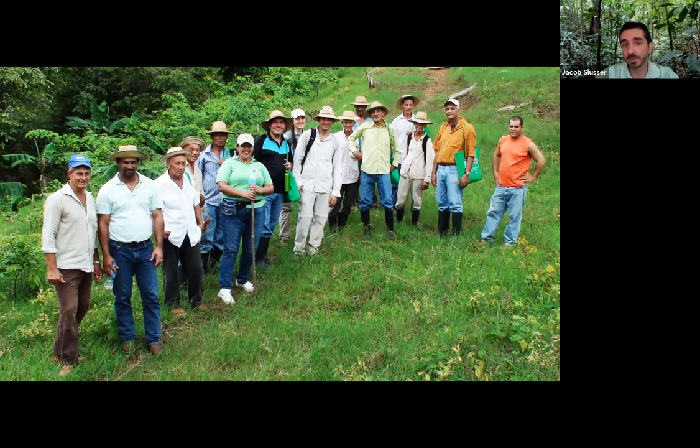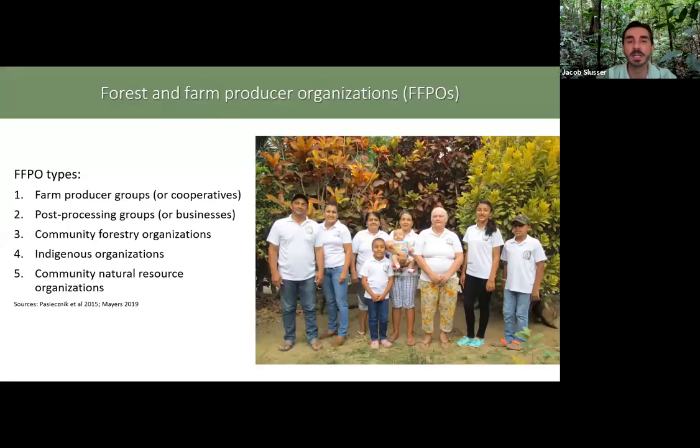And in terms of scale, working with individual farmers can be slow and not really achieve the scale that's needed, but rather, working with community associations or organizations, or what's often referred to as forest and farm producer organizations, or FFPOs, can really help provide an avenue for the top-down resources available from these international restoration initiatives.